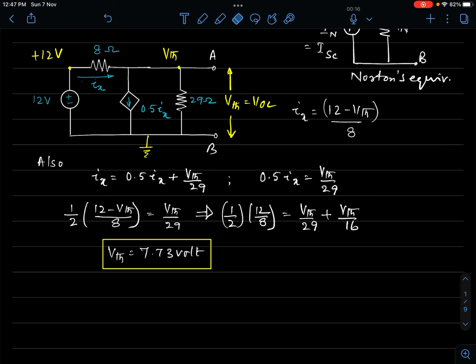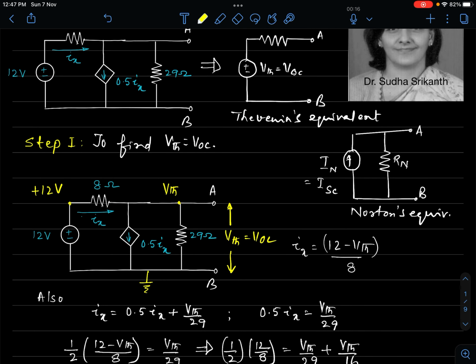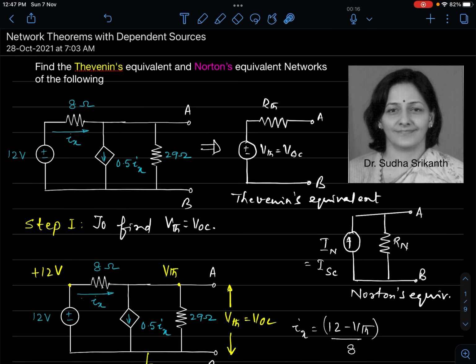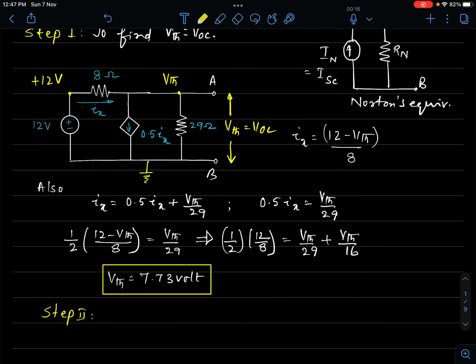So the next step is step 2. What is my step 2? I am trying to get the short circuit current. Not because I require a Norton source here, although in this problem we do have a Norton source also, so we need to find the short circuit current anyway. But even in the absence of the Norton source, we would have found the short circuit current between A and B. Step 2 involves finding the short circuit current.